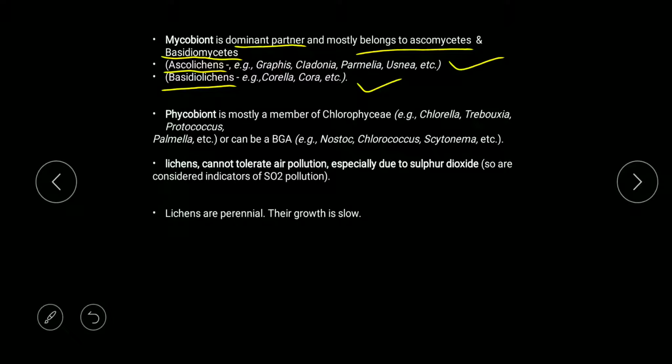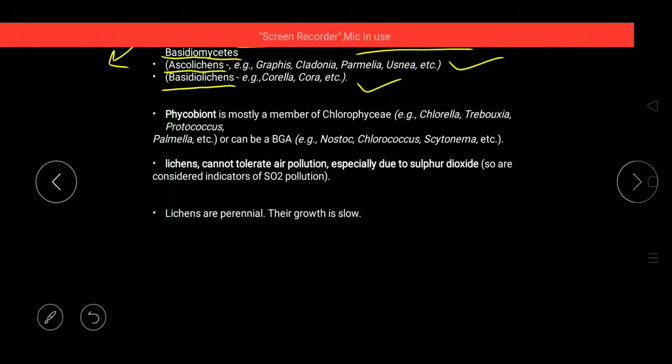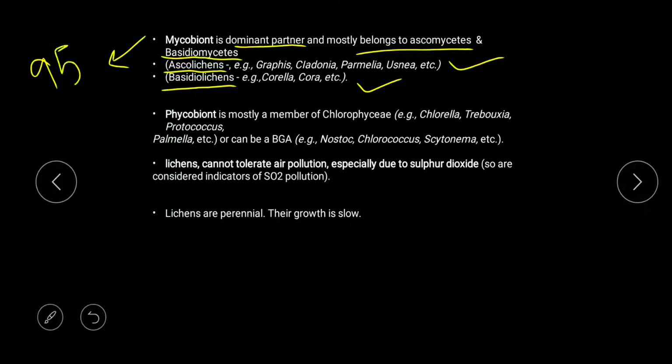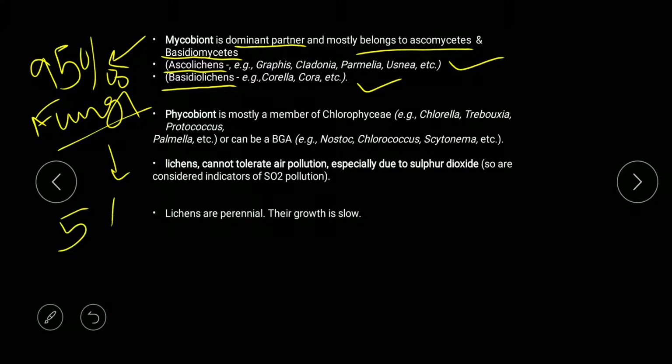Here the term is given as mycobiont is the dominant partner. Dominant partner means that in any lichen, 95% of the part is fungus and 5% is made by algae. Okay, so that is the thing. Because of this, mycobiont is the dominant partner.